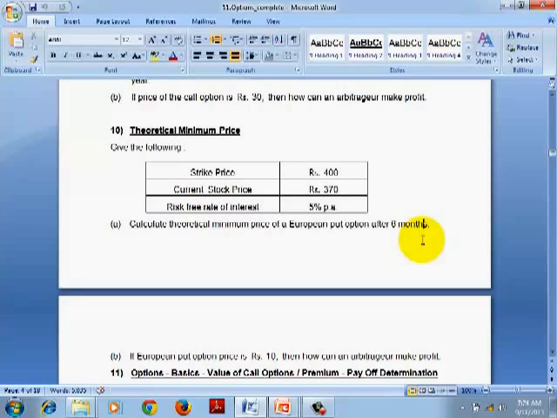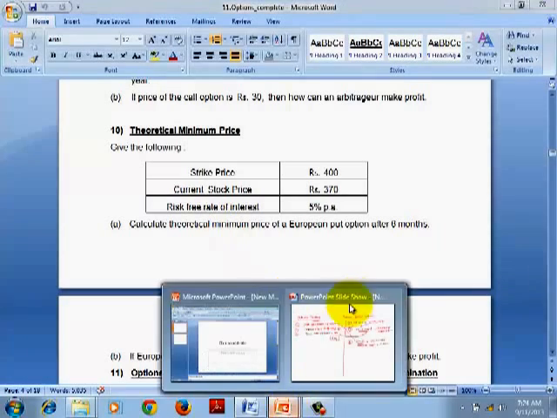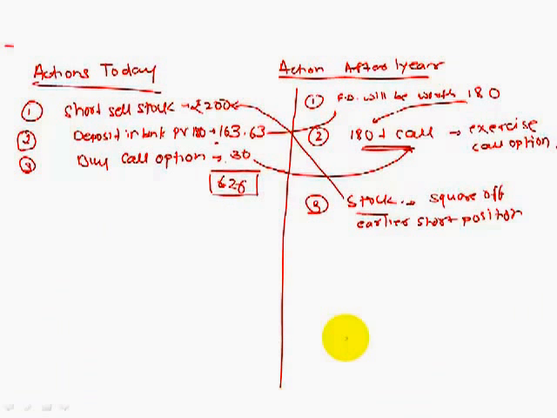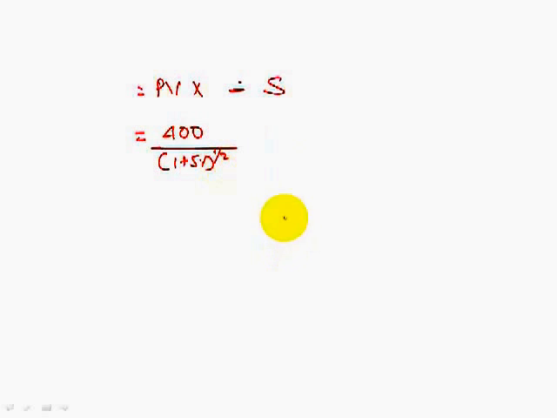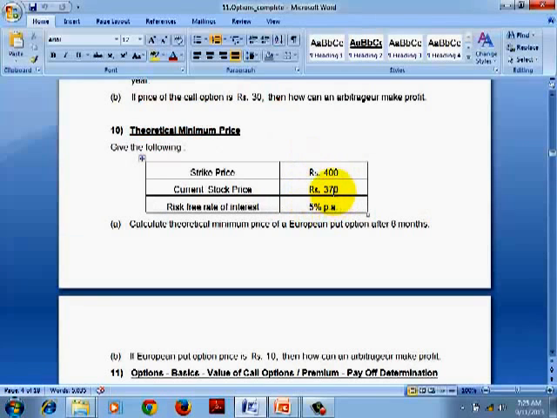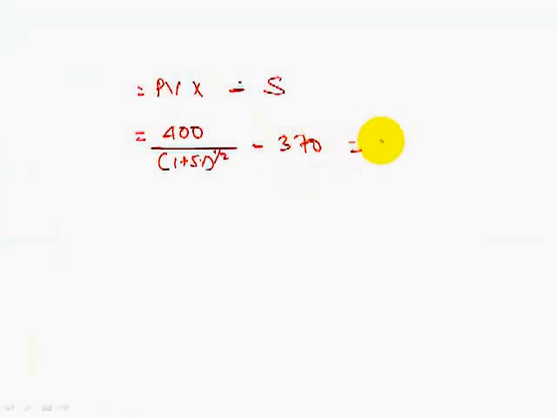So let's solve this together for the timing. How do I calculate that? Simply say the theoretical minimum price of a European put is equal to the present value of X minus the spot price. Present value of X is calculated as 400 divided by 1 plus 5% raised to 1 by 2, and anything raised to 1 by 2 is nothing but root 2, and minus the spot price, which is 370.